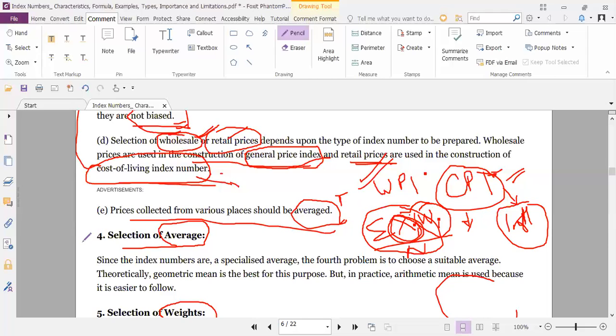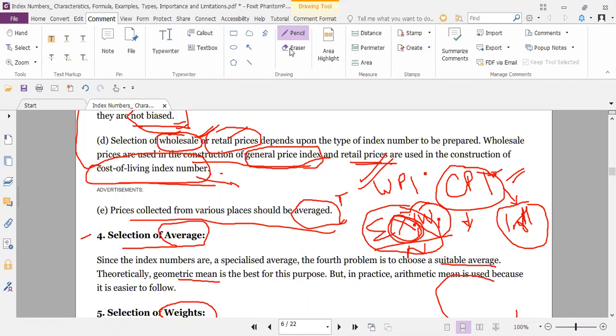Okay. The next step in construction is selection of averages. Now, how do you select an average? Since the index numbers are a specialized average, the fourth problem is to choose a suitable average. The problem is, how do you choose a suitable average? Theoretically, GM, that is geometric mean, is the best for this purpose. But in practice, arithmetic mean is used because it is easier to follow.